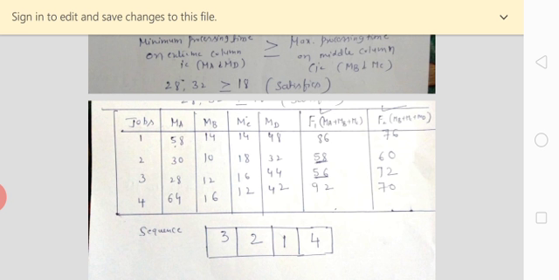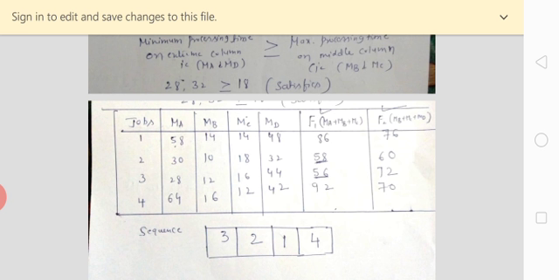Just look at the table, columns F1 and F2. In that we need to apply Johnson's rule for getting the optimum sequence order. Just look at the columns F1 and F2 for calculating your optimum sequence order. Now we are going to apply Johnson's rule.